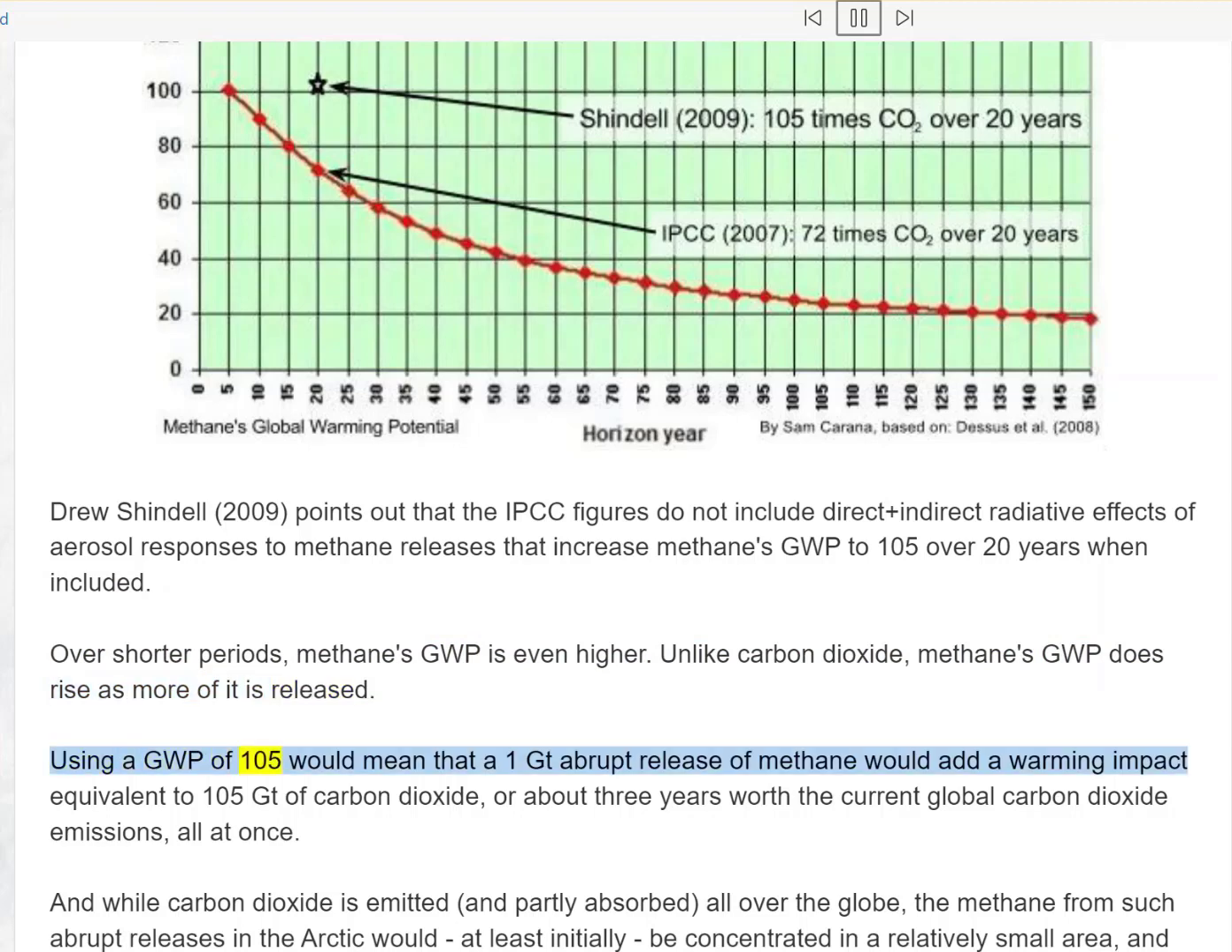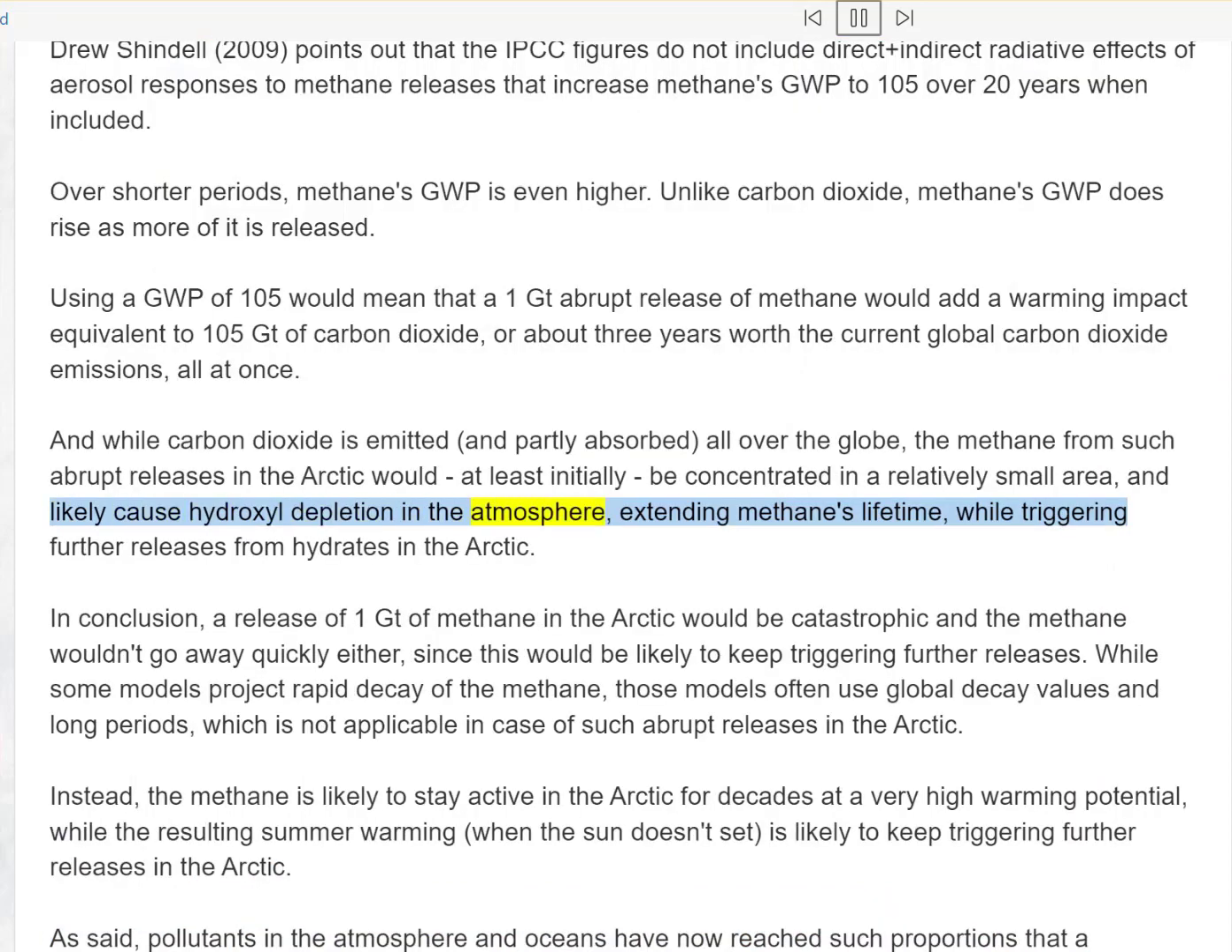Using a GWP of 105 would mean that a 1 Gt abrupt release of methane would add a warming impact equivalent to 105 Gt of carbon dioxide, or about 3 years' worth of current global carbon dioxide emissions, all at once. And while carbon dioxide is emitted, and partly absorbed, all over the globe, the methane from such abrupt releases in the Arctic would, at least initially, be concentrated in a relatively small area, and likely cause hydroxyl depletion in the atmosphere, extending methane's lifetime, while triggering further releases from hydrates in the Arctic.